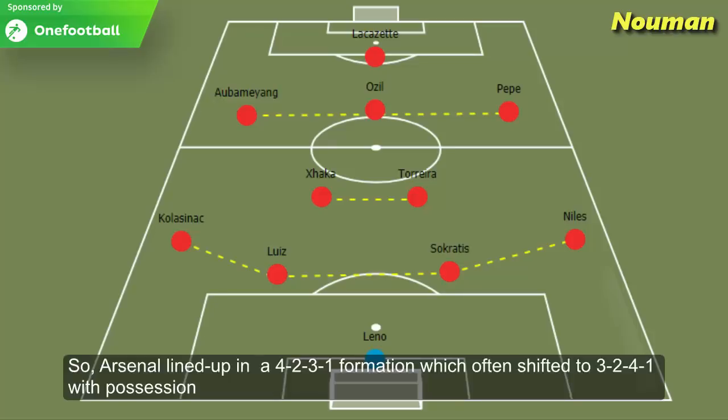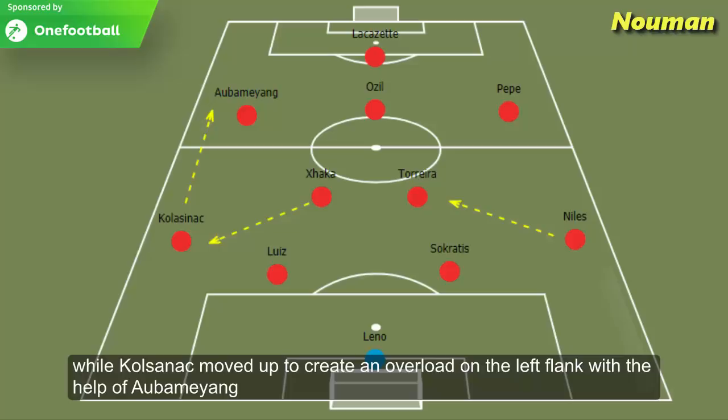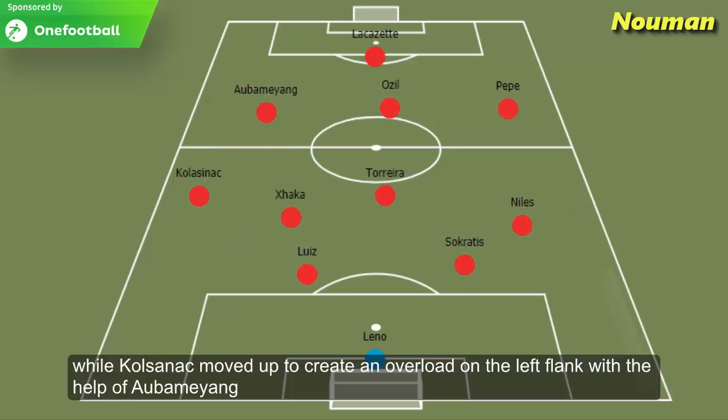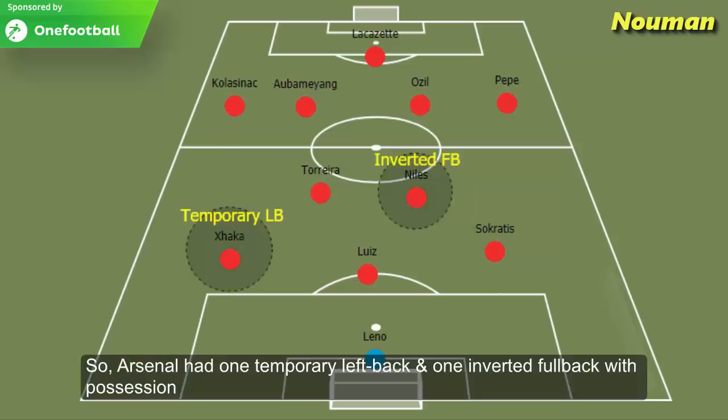So Arsenal lined up in a 4-2-3-1 formation which often shifted to 3-2-4-1 with possession. Xhaka often dropped into the defense with possession while Kolasinac moved up to create an overload on the left flank with the help of Aubameyang. And Niles moved to the midfield to replace Xhaka. So Arsenal had one temporary left back and one inverted fullback with possession.